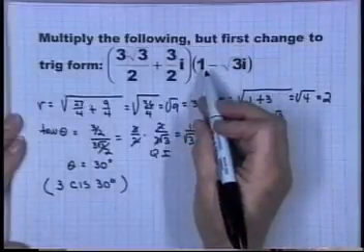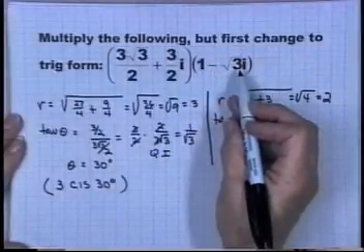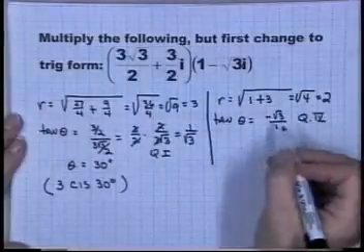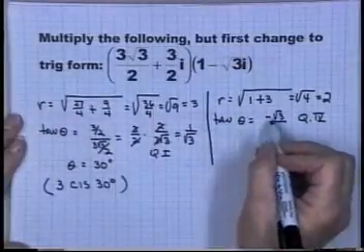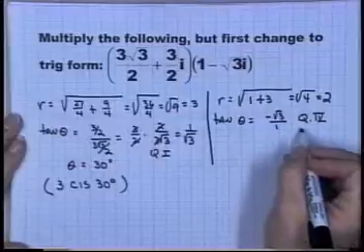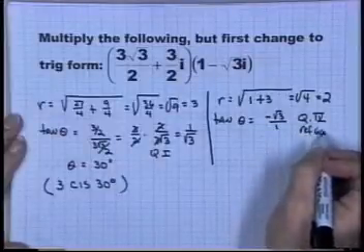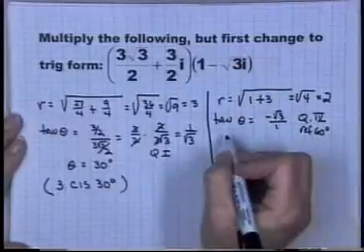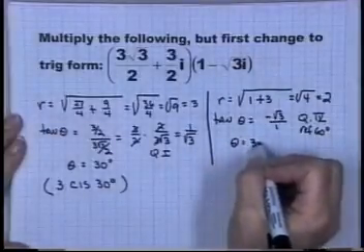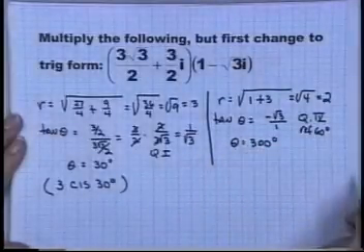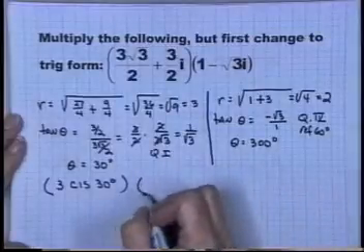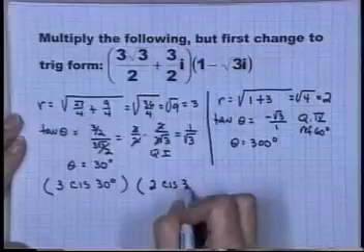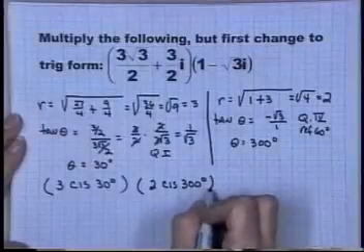Think about this, when x is positive, y is negative, so that's going to be quadrant 4. Now notice here, it's square root 3 over 1, so my reference is going to be 60 degrees. So if I go to quadrant 4 with a reference of 60, theta is going to be 300 degrees. So this second number in trig form is 2 CIS 300 degrees.